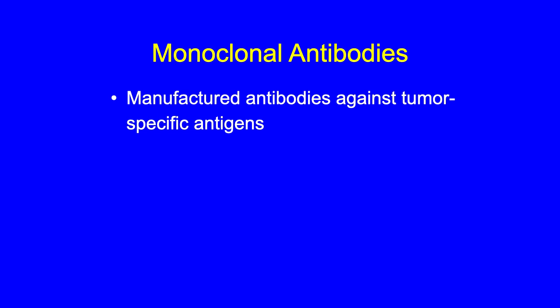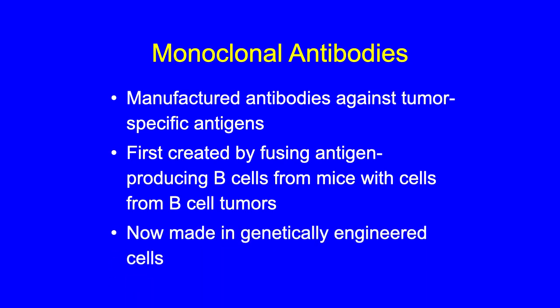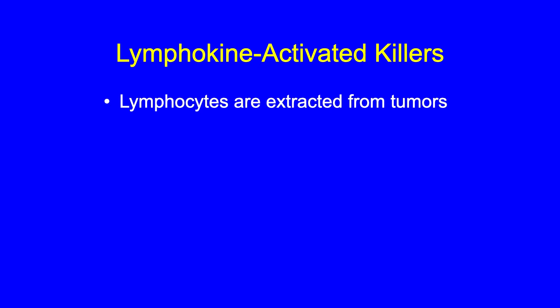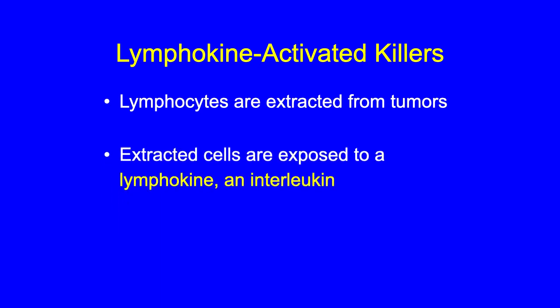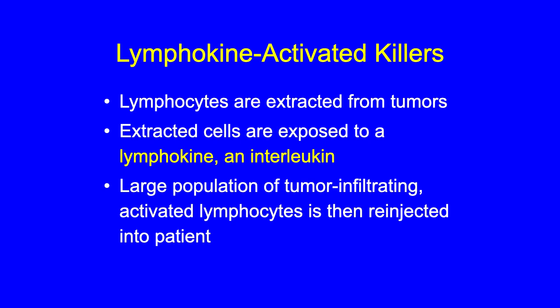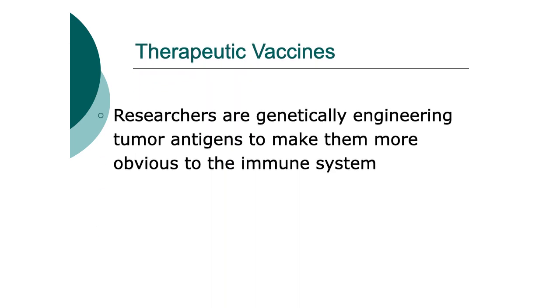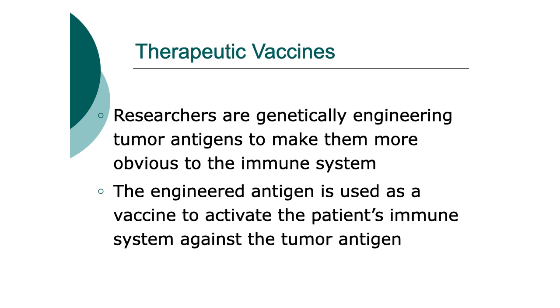Monoclonal antibodies are manufactured antibodies against tumor-specific antigens, first created by fusing antigen-producing B cells from mice with cells from B cell tumors, now made in genetically engineered cells. Lymphokine-activated killers: lymphocytes are extracted from tumors. Extracted cells are exposed to lymphokine and interleukin. And a large population of tumor-infiltrating activated lymphocytes is then re-injected into the patient. Therapeutic vaccines: researchers are genetically engineering tumor antigens to make them more obvious to the immune system. The engineered antigen is used as a vaccine to activate the patient's immune system against the tumor antigen.